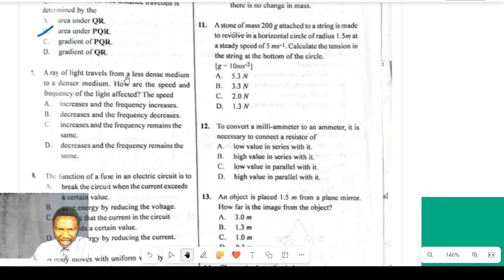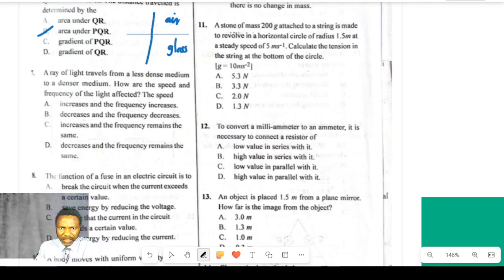Number 7. A ray of light travels from a less dense medium to a denser medium. How are the speed and the frequency of light affected? Let me draw this here. If you have a ray of light that is traveling from a less dense medium, so it's moving from air to glass.